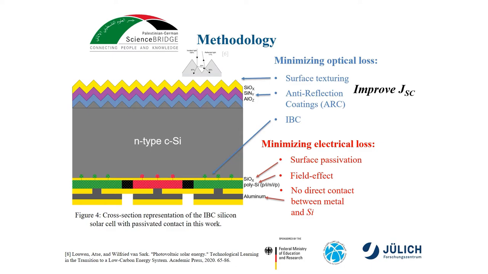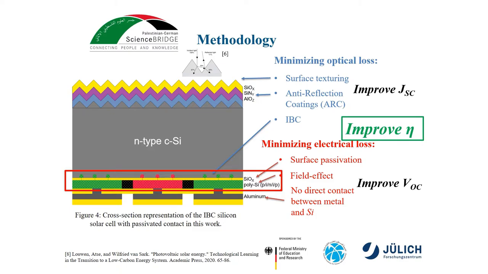The third one, as you can see in the picture, is that there is no direct contact between silicon and metal, which represents a main reason for recombination. After that, we can improve VOC. At the end of the day, we can improve efficiency.